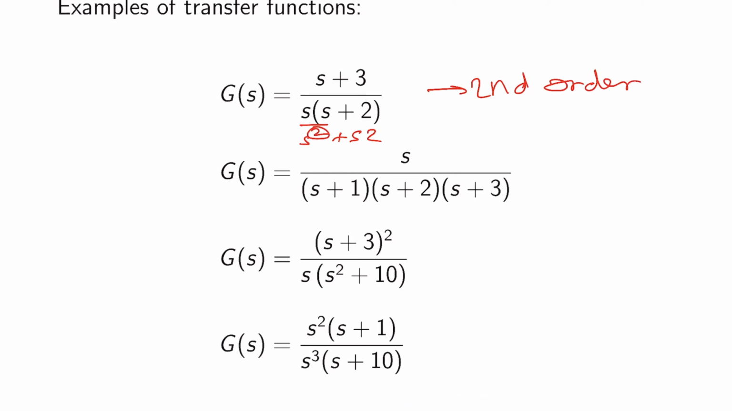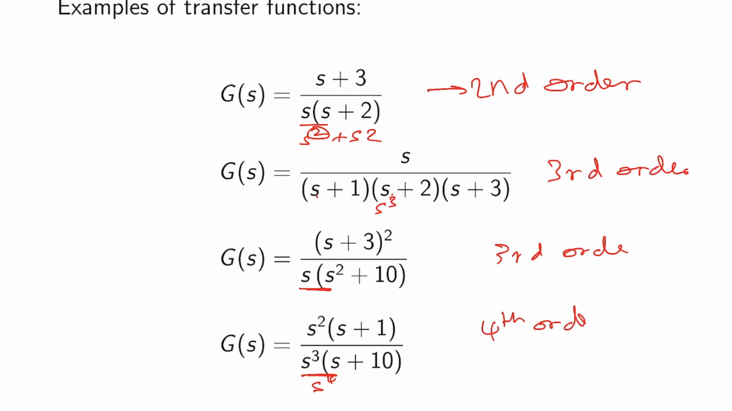This one, if I multiply all the S's out, the highest one I get is S cubed. So this is a third order system. This one also is a third order system. And this one, finally, the highest order is S to the 4. So this is a fourth order system. So in order to decide the order of the system, you just look for the highest power of S in the denominator. You can see these are all polynomials. And if you look at this one here, you can tell immediately what the poles are. There are 3 poles, and they're -1, -2, -3.